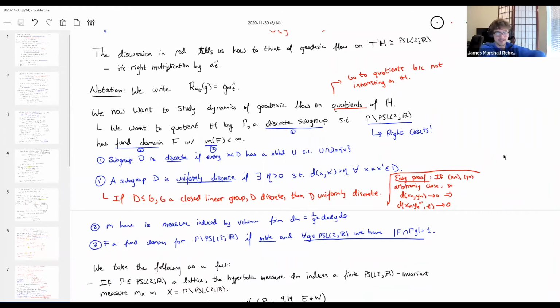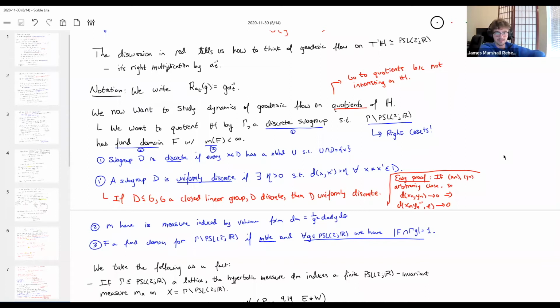The nice thing here is that we have an improvement on discreteness, which is uniform discreteness. Something is uniformly discrete if the distance between every two points is bounded below uniformly. And since D is living inside of a closed linear group, D discrete implies that D is also uniformly discrete.